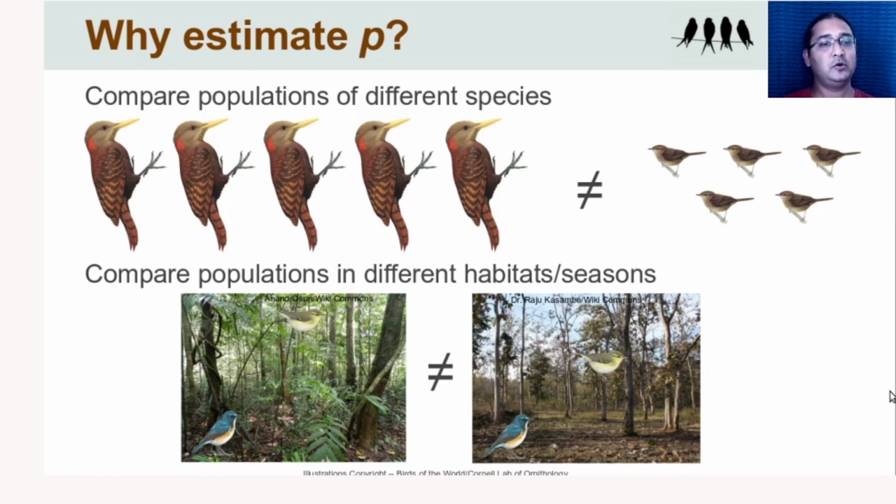And therefore, 10 birds in a closed habitat with dense vegetation, and 10 birds in an open habitat with open vegetation, does not necessarily mean that the population sizes in these two habitats are equal, because you're likely to have missed a lot more birds in the dense habitat than in the open habitat.